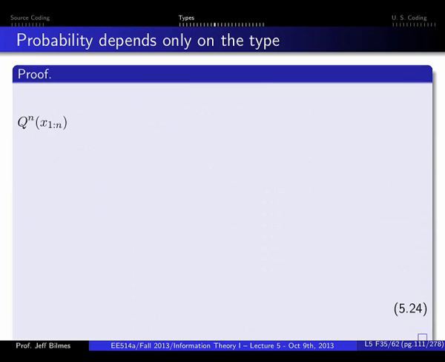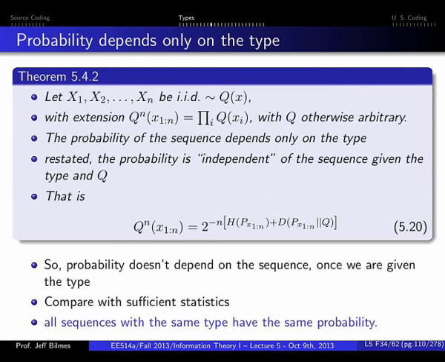So let's first of all prove this. Okay? So everybody understand the theorem? So this holds for a finite n, and there's no approximation. This is an equality. This is not a bound. Unlike before, this is an equality.